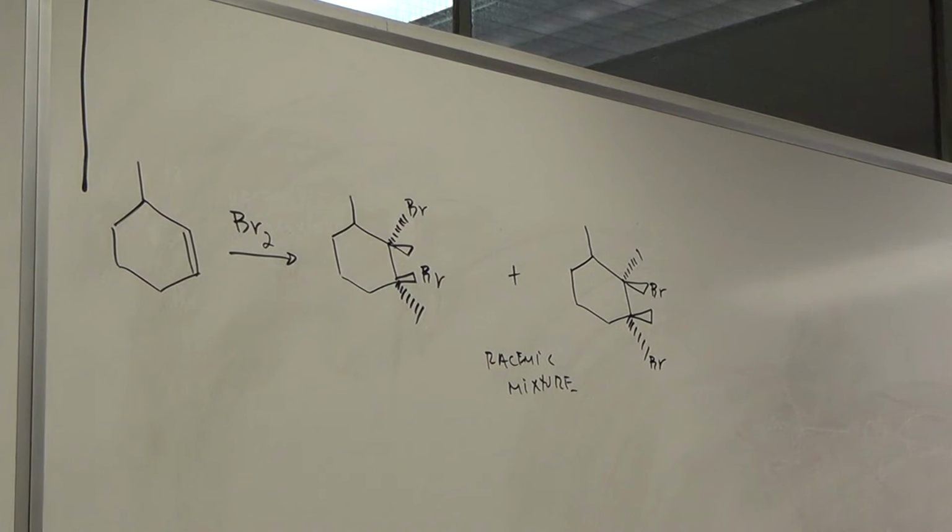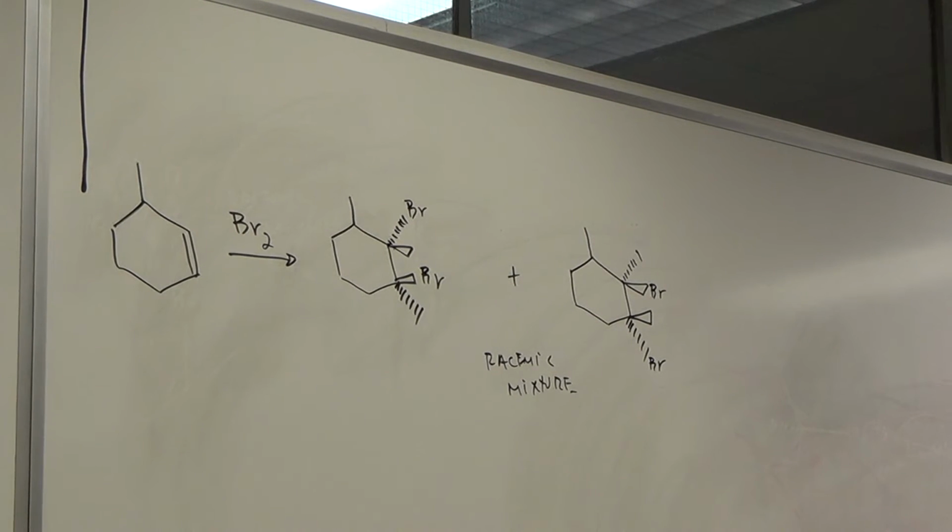Probabilities are that we're going to put that on the test. Ask you for the dash and the wedge. Okay?